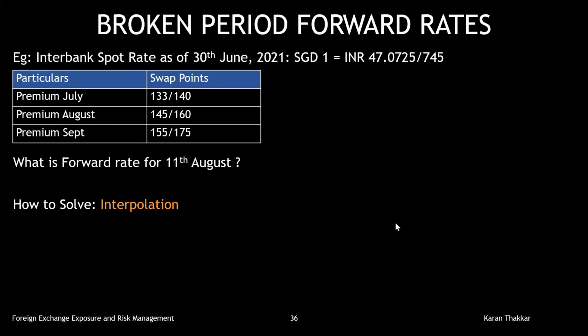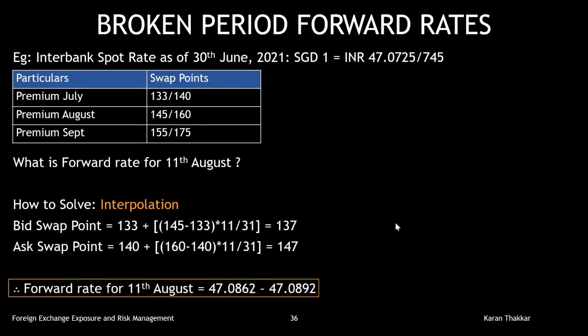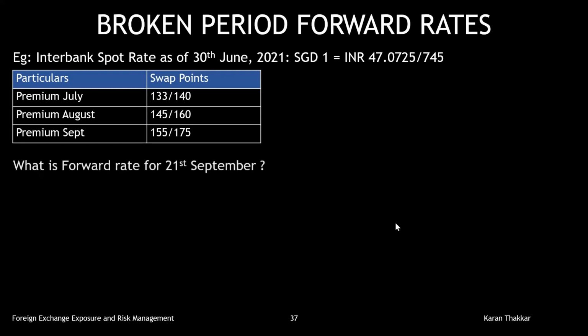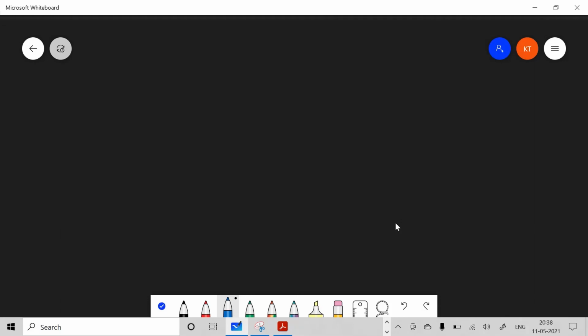Let's try another example. First, the solution for this is the same as what I had shown you, and the forward rate for 11th August is 47.0862 to 47.0892. So let's solve for 21st of September, and we can start by drawing a timeline same as we did for 11th of August.